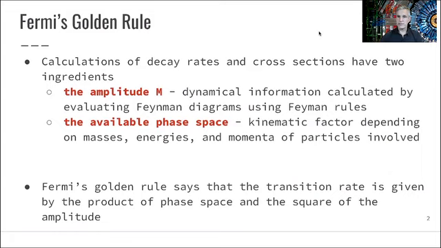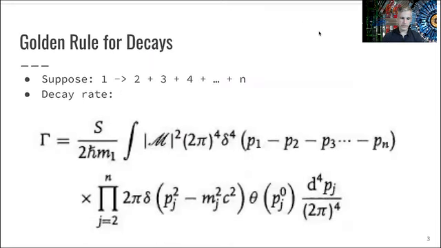The available phase space is a kinematic factor, and it depends on masses, on the energies and the momenta of the particles involved. And then again, Fermi's golden rule simply says that the transition rates or decay rates and cross-sections are given by the product of the phase space and the square of the amplitude. Now, how does this look?